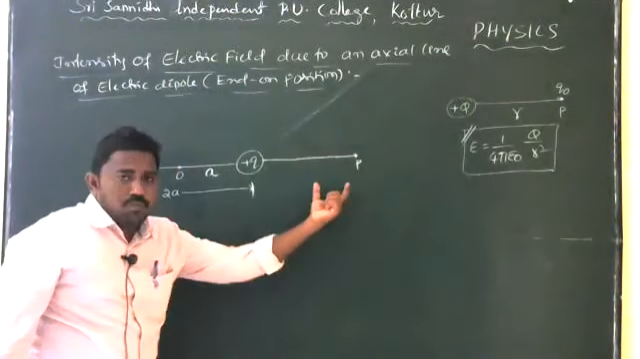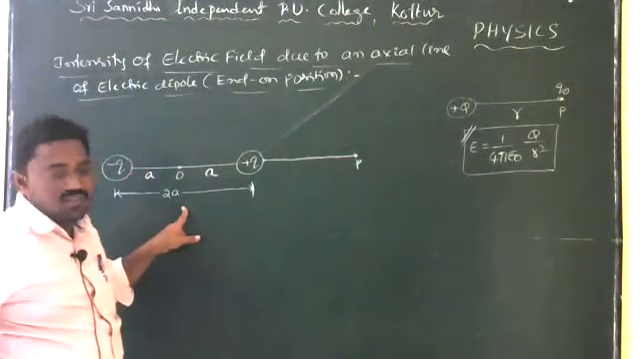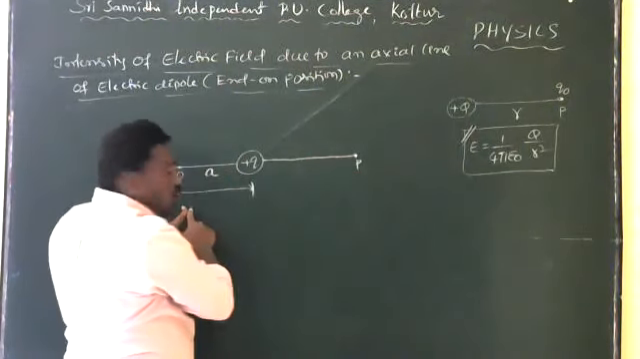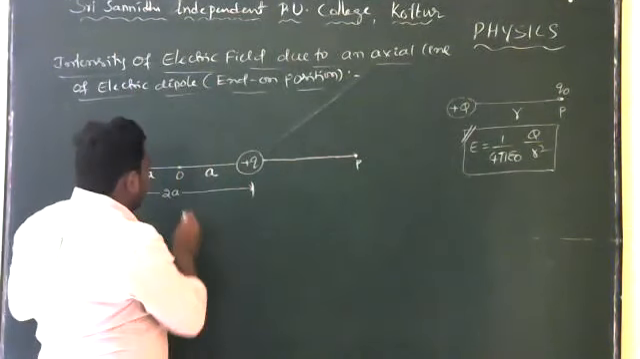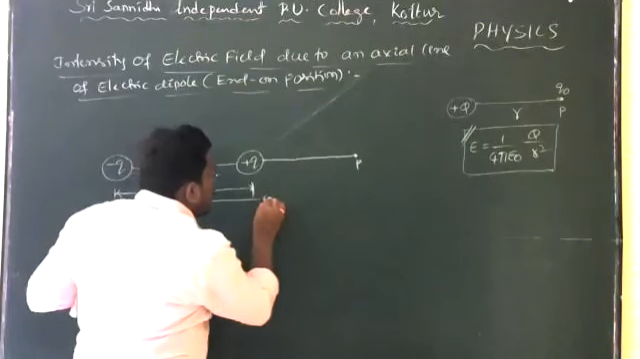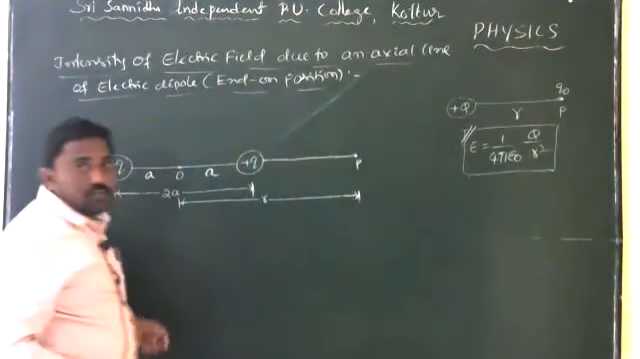So in this case, point P is at a distance r, which is greater than a, from the center of the dipole. Very important: where is point P? Point P is at a distance r from the center of the dipole. Is that clear?